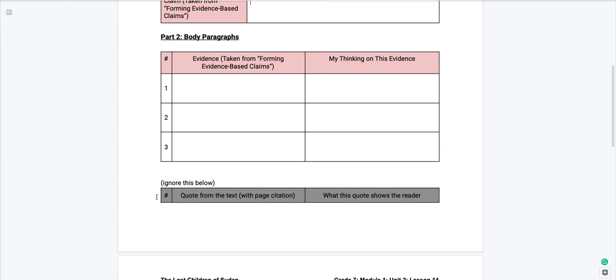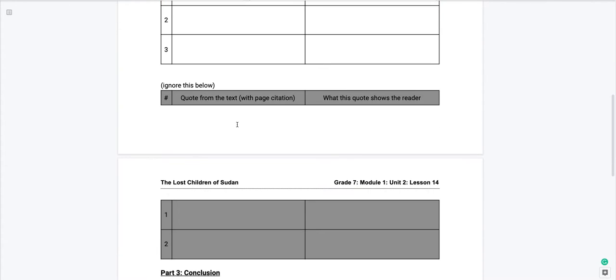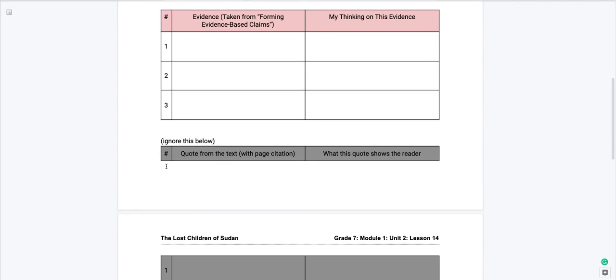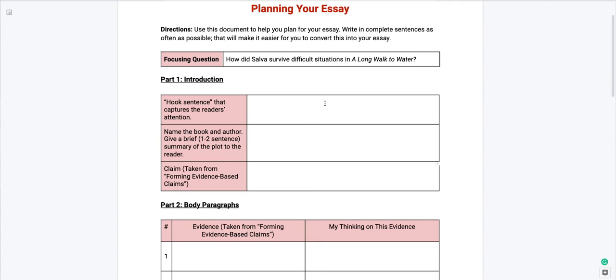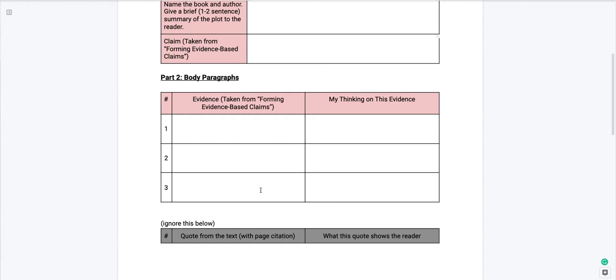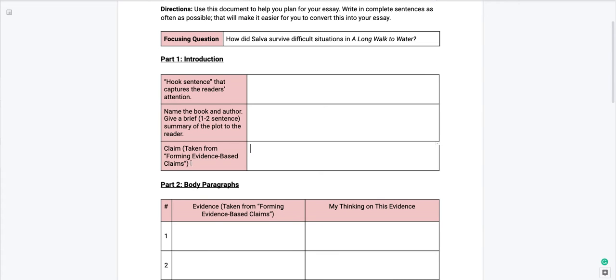You could ignore the quotes section. It's not gray in yours, but I grayed it out because we're not going to mess with it, so you can ignore it. Once you've finished, you've got your evidence in here, you're moving on to the introduction. You've already got the claim because the claim is coming from evidence-based claims as well, so you can copy and paste it into this section. Easy peasy.